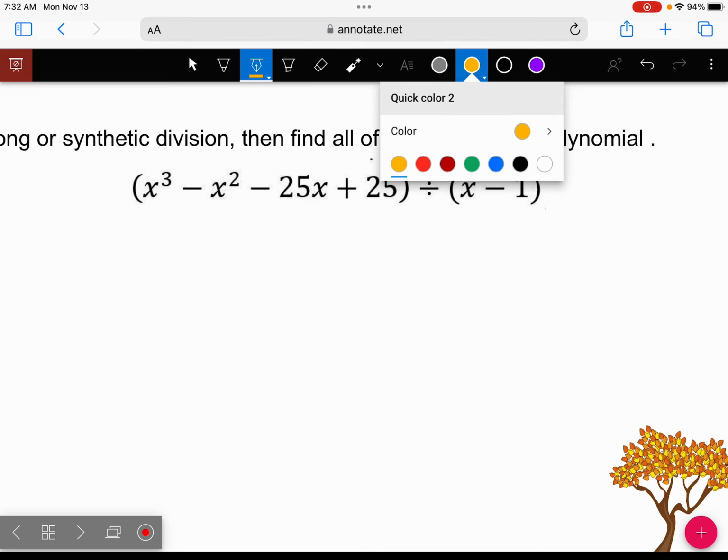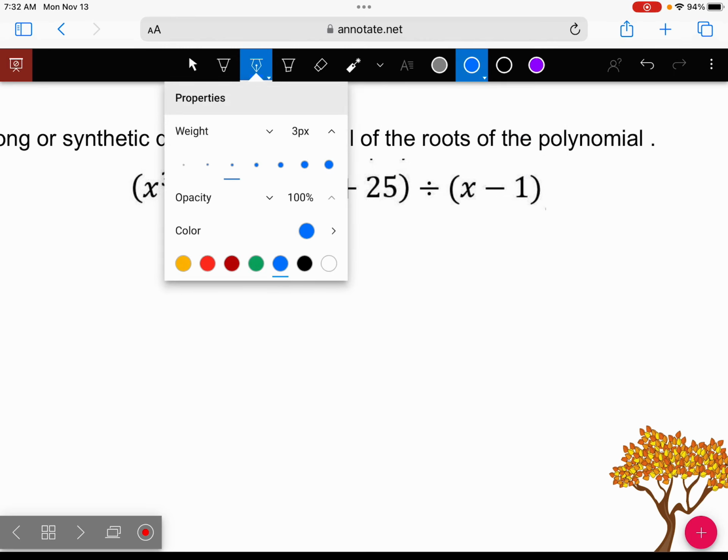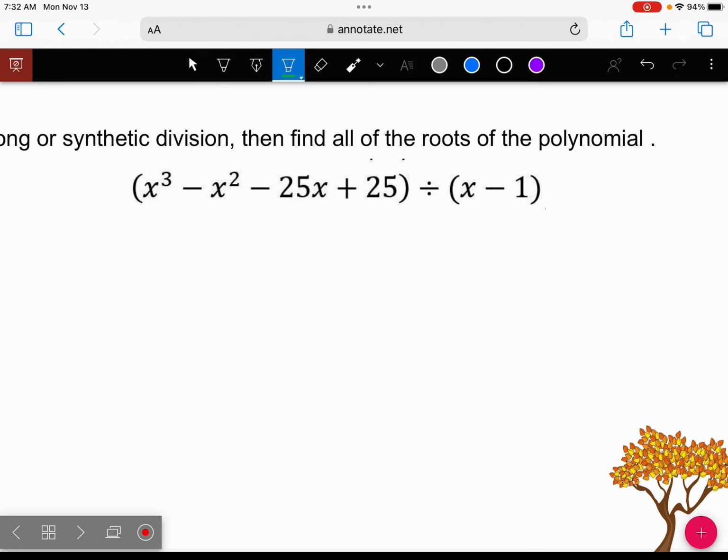Or I know that x minus 1 is a factor, excuse me. Wrong word. If x minus 1 is a factor, what is one of my solutions? X equals what? 1. It's whenever x minus 1 equals 0.